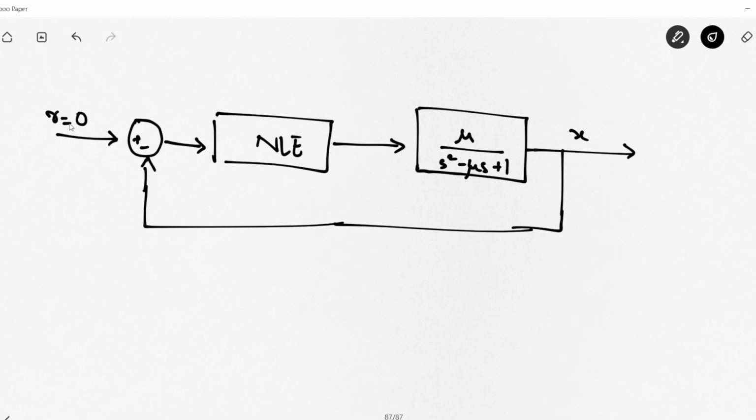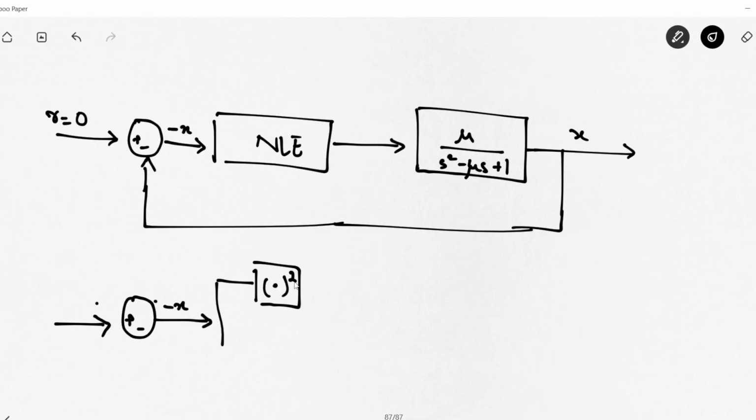Now for the nonlinear element that we have here, we need to define how we can show the x square x dot term. From here we are getting minus x. We are sensing x, and since r is equal to 0, minus x is available here. So what the nonlinear element does is x square into x dot. So this x will go to the scaling function.